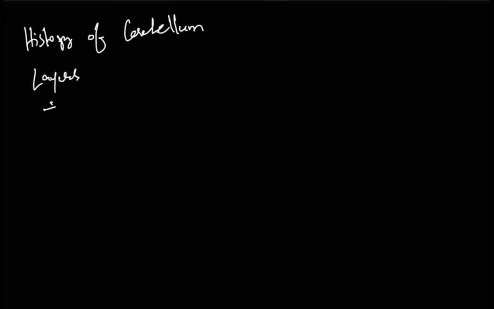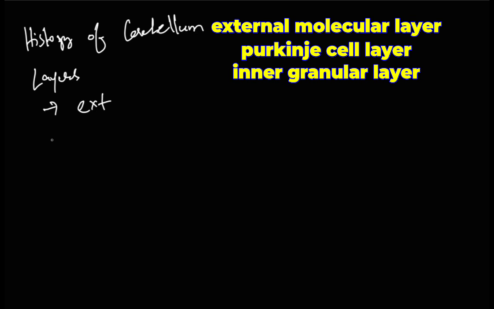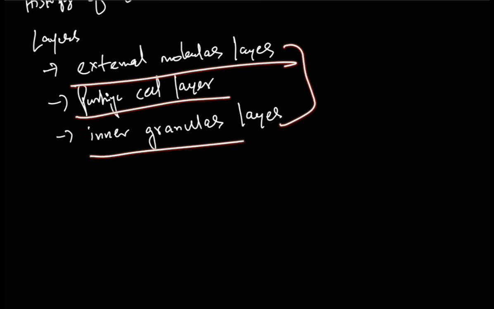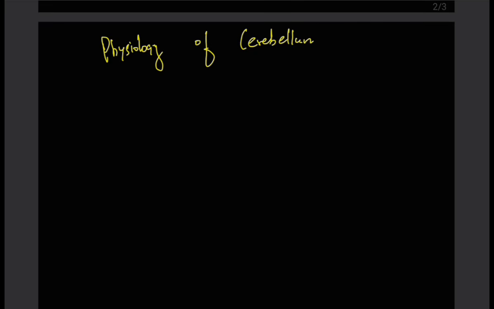Coming to the histology of the cerebellum, we have 3 types of layers: the external molecular layer, the Purkinje cell layer, and the inner granular layer. So these are the 3 layers of the cerebellum. Now we will deal with the physiology and functions of the cerebellum.